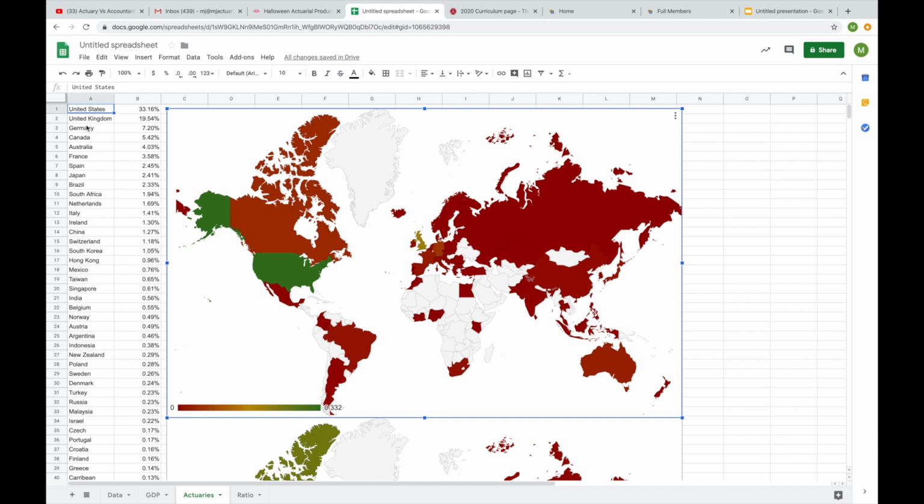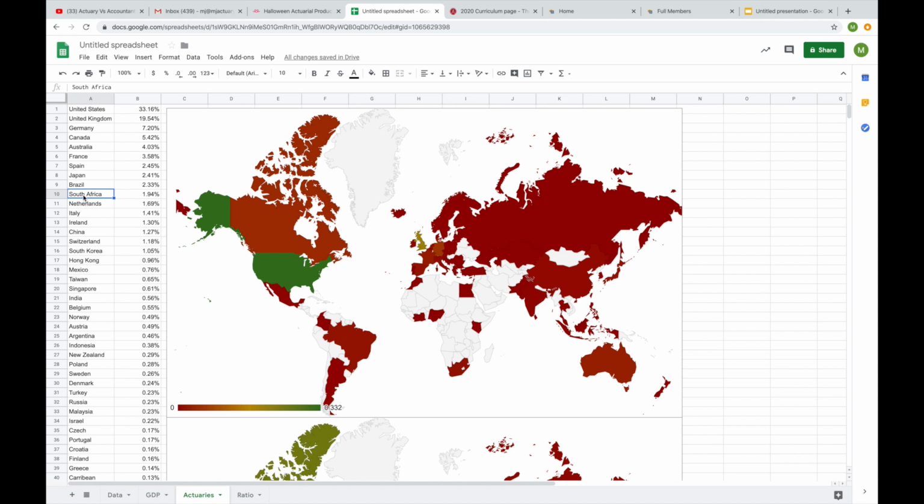Like I said, I found that interesting, but if we look at the top 10 for the amount of actuaries in the world, we've got United States, then United Kingdom, Germany, Canada, Australia, France, Spain, Japan, Brazil, South Africa. The big things there are that China's missing, and South Africa, my country, makes it into the top 10.